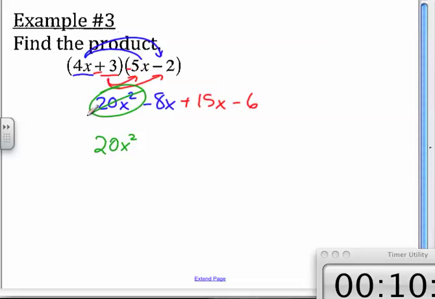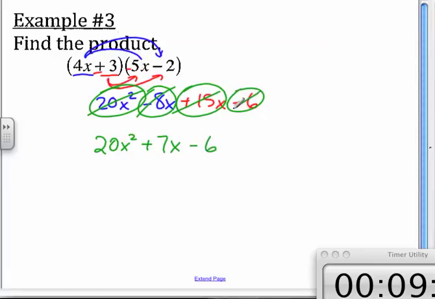But I have two linear terms, negative 8x and positive 15x. And that's going to leave me with positive 7x. Not x squared or anything like that because I'm not multiplying, I'm adding. Exponents only change when we're multiplying. Okay? And then I've got this constant back here. It's the only one, so I'm just going to bring it down, and that's negative 6. Okay? Good job. That's really easy.